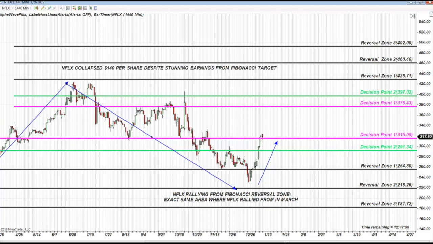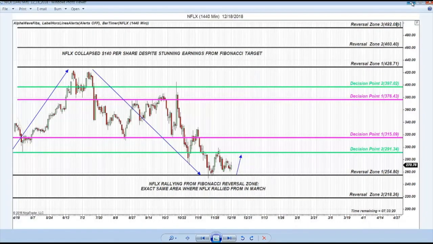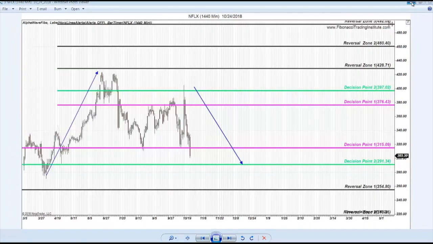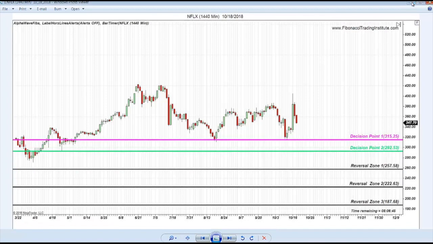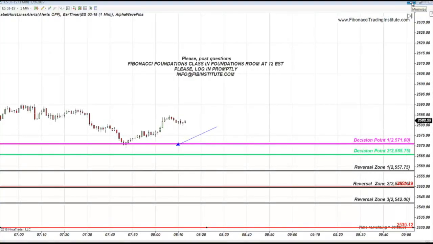Powerful lessons every day, no matter what you trade. Netflix 2018, identical bounce. In July, in October, just like S&P is doing now. Charts are twins.